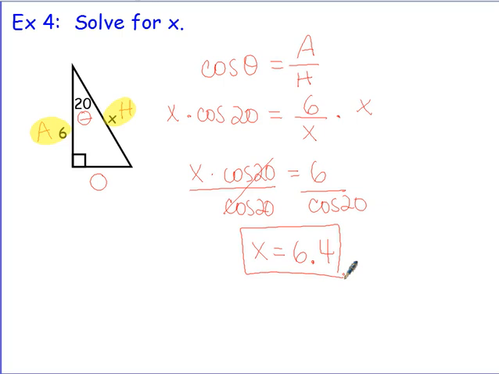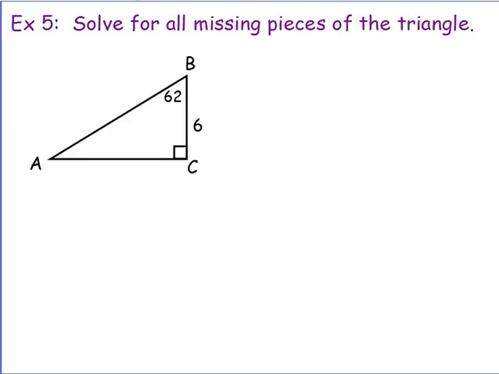So we're going to do another type of example related to these problems. But notice the directions are different. It doesn't say solve for x. It says solve for all missing pieces of the triangle. That means that you need to have a number in both corners and on all 3 sides.